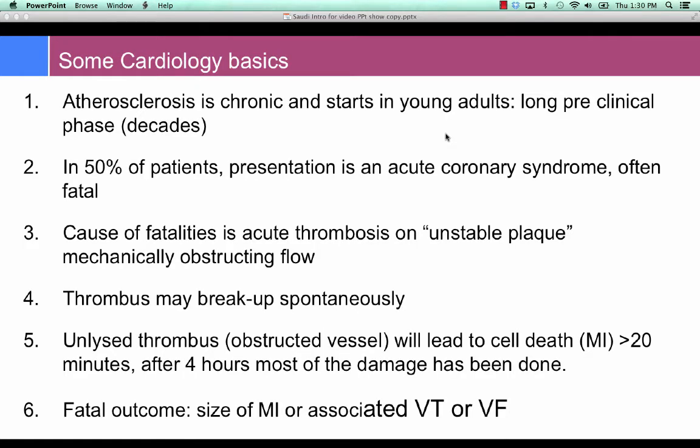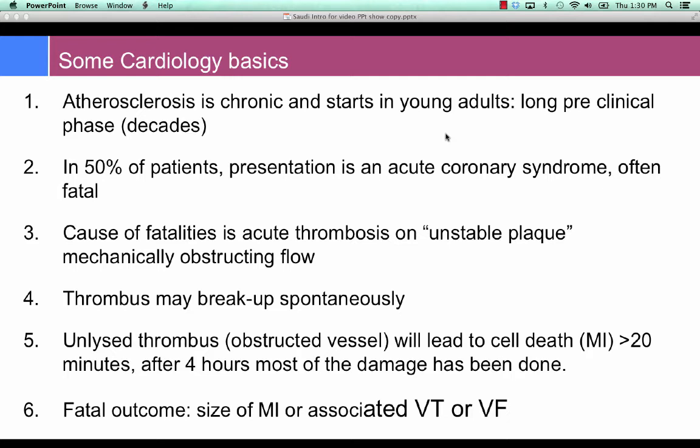It's a chronic disease. It has a very long preclinical indolent state, which may be decades in length, beginning in the late teenage years and progressing for 3 or 4 decades before it becomes symptomatic. As I mentioned earlier, about half the time the presentation is some form of acute coronary syndrome. This might be an acute myocardial infarction, the development of unstable angina pectoris, or a sudden collapse with cardiac death.